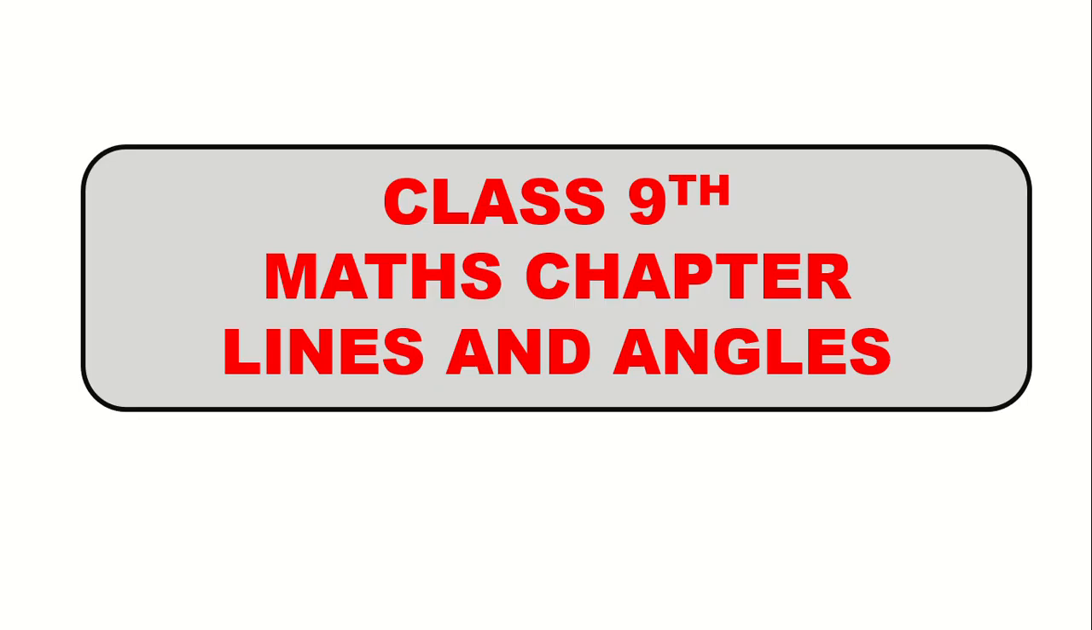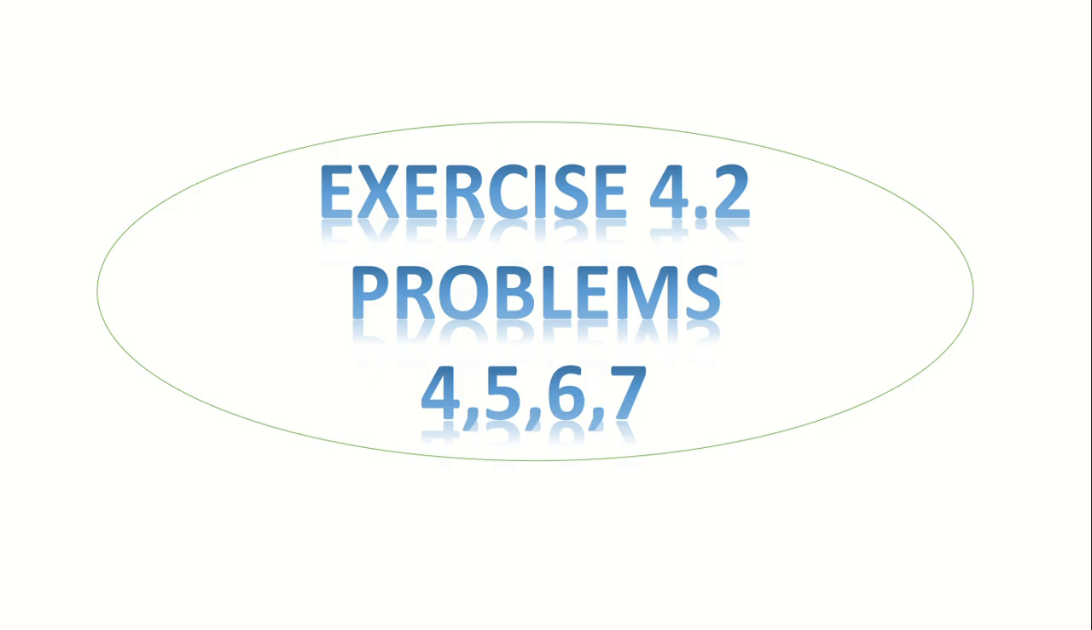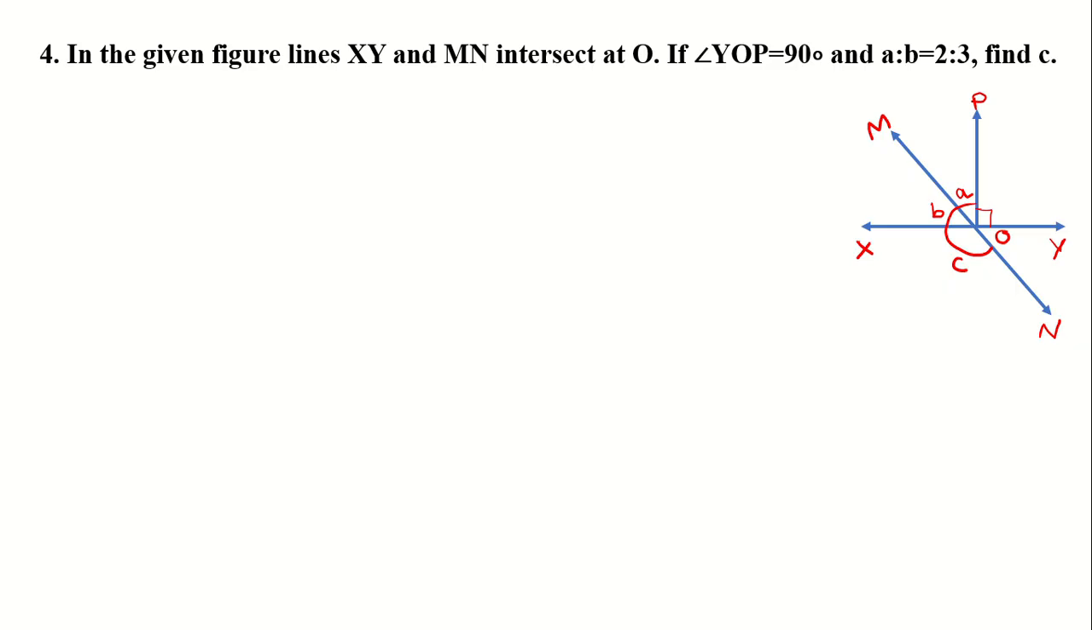So, today we are going to discuss exercise 4.2 problems. The problems that we are going to discuss are 4th, 5th, 6th and 7th. In the previous class, we discussed first, second and third problems from your exercise 4.2. So let's discuss exercise 4.2 from your chapter lines and angles.